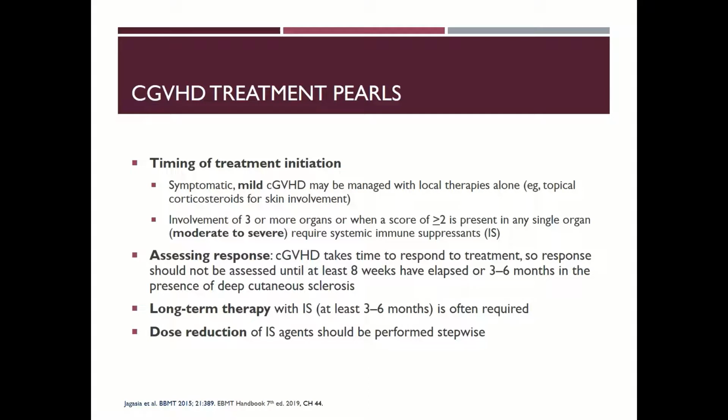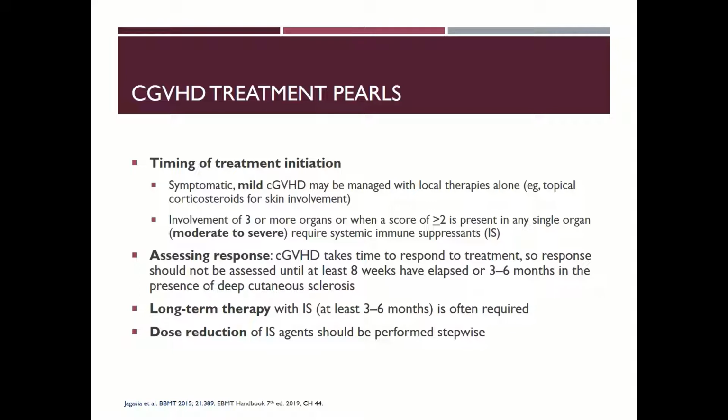Timing of disease is very important. So it's important to start therapy as soon as the diagnosis is made, as long as therapy is appropriate. And it is almost always appropriate in patients who have 3 or more organs involved, or when a score of greater than or equal to 2 is present in any single organ, because that indicates moderate to severe NIH chronic graft versus host disease. These patients generally require systemic immune suppression. Symptomatic mild NIH chronic graft versus host disease can often be managed locally, for example, with the use of topical steroids for skin involvement.